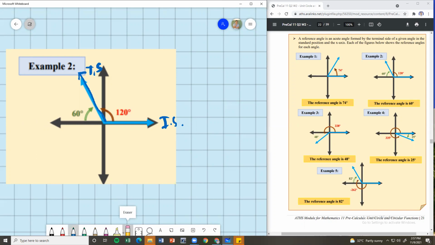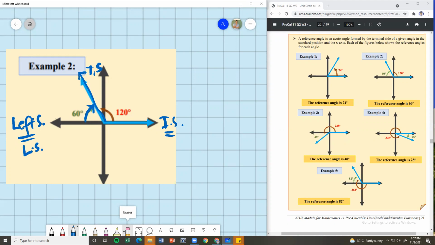Left side or initial side? This is the initial side, and this is the left side or LS. Where is your terminal side nearest? Left side, correct. So therefore, since pinakamalapit siya dito, dito mo kukuhanin yung reference angle mo. This is where you will get your reference angle.